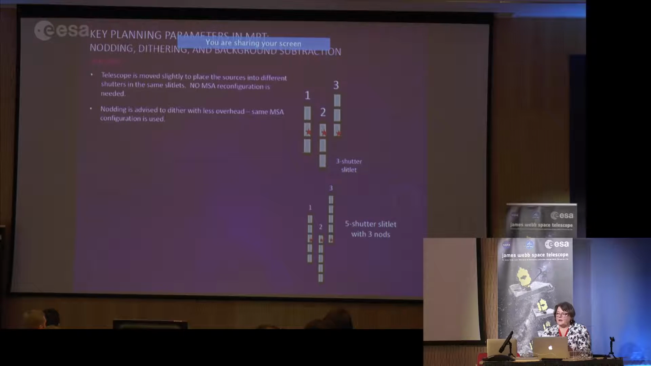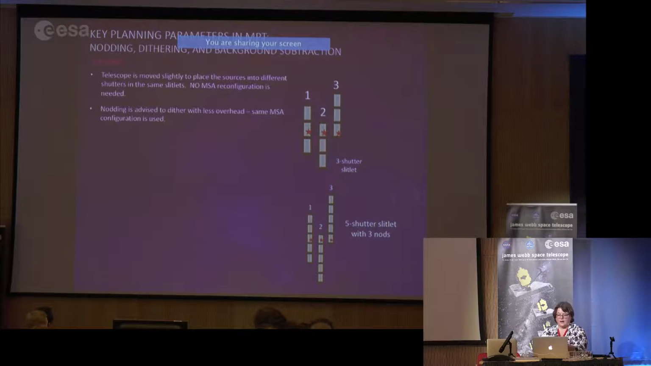Another topic I want to talk about is nodding, dithering, and background subtraction. Nodding is where we move the telescope slightly up and down to place the target into different shutters. It's basically like a low-cost dithering because you don't require an MSA reconfiguration to accomplish it. It just uses the same MSA configuration and just nods. So in the case of a 3-shutter slit, you'll get 3 distinct exposures. I've shown another example down here with a 5-shutter slitlet that you might use on a more extended target.